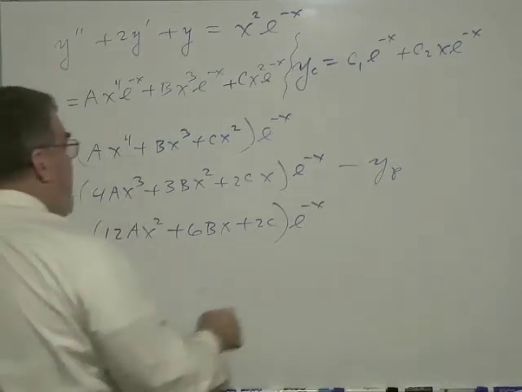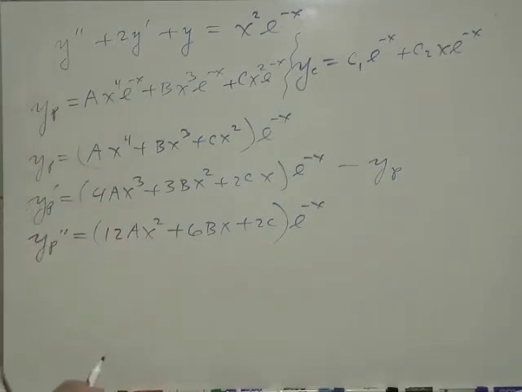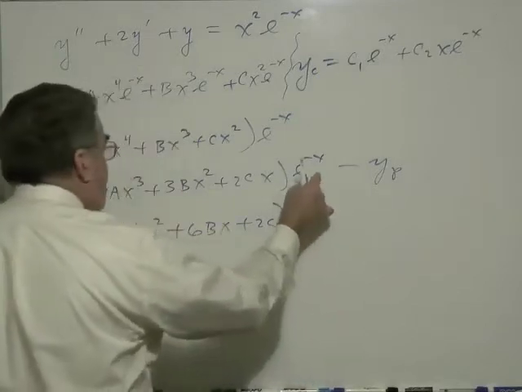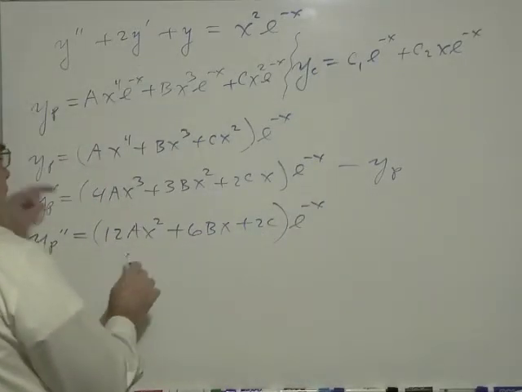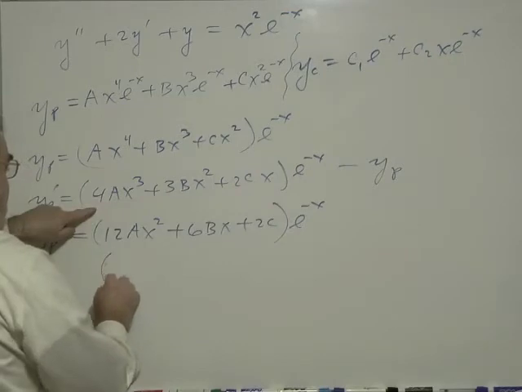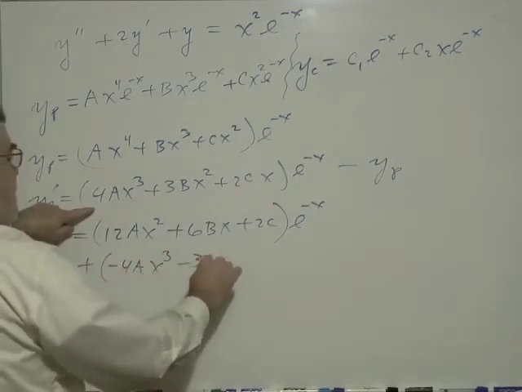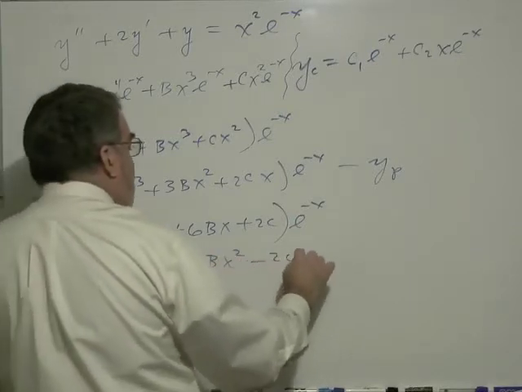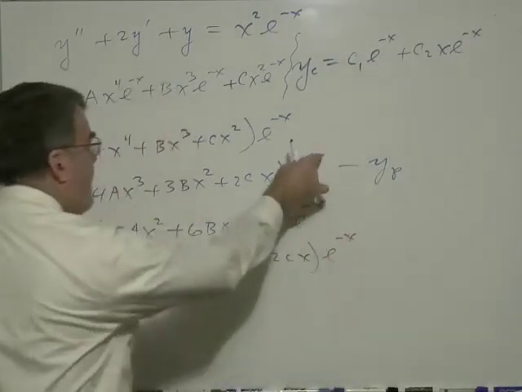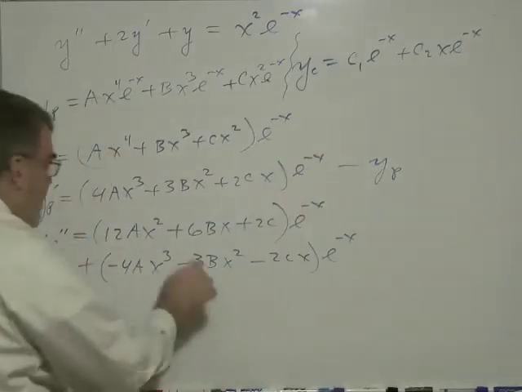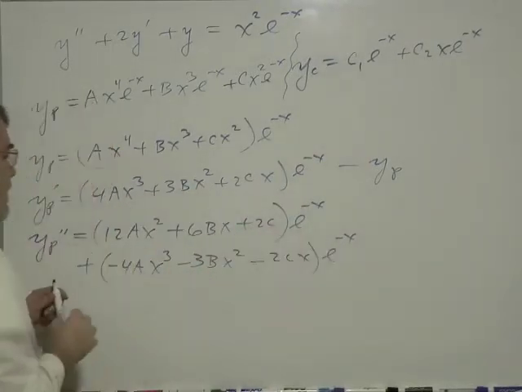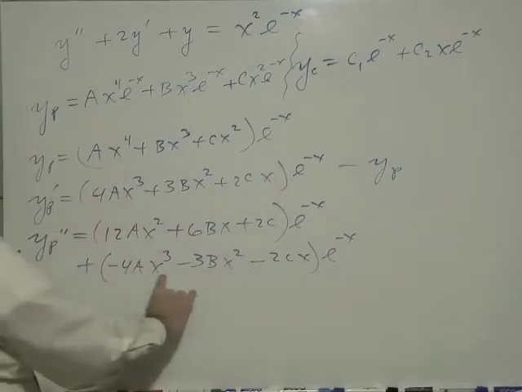And then I also have minus y prime. I think I better just write that out because I don't want to try to get too clever and just blow it here. So this derivative is going to be negatives applied to all this. So it'll be minus 4a x cubed minus 3b x squared minus 2c x times e to the minus x. So the derivative of minus e to the minus x is negative e to the minus x, so I distributed the negative sign through here.